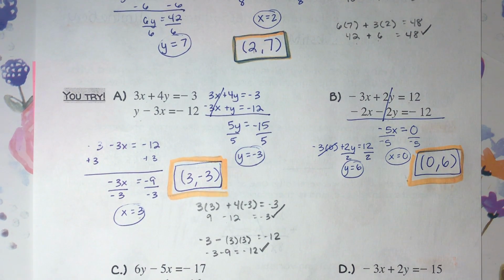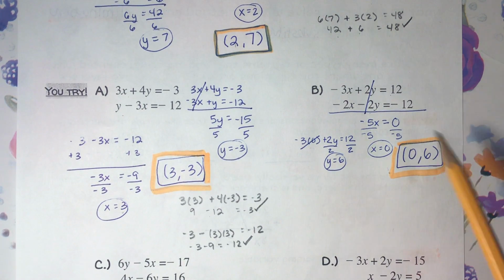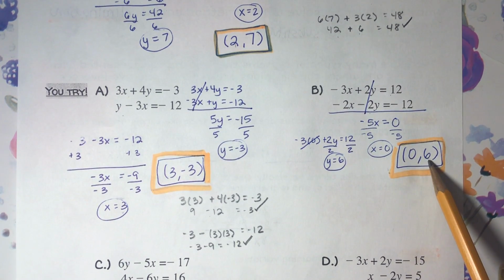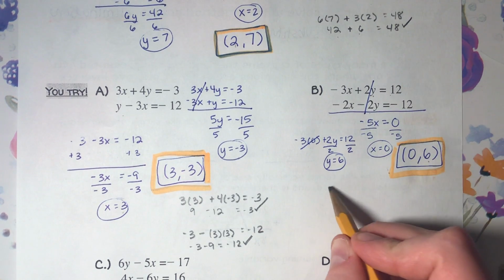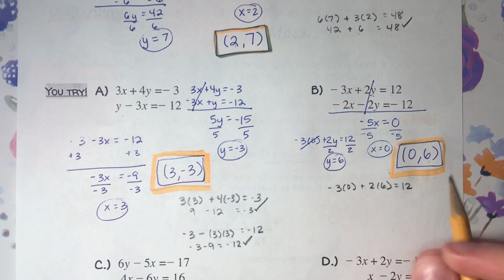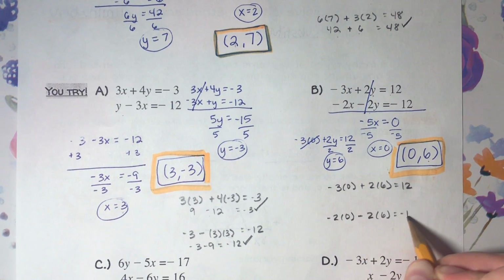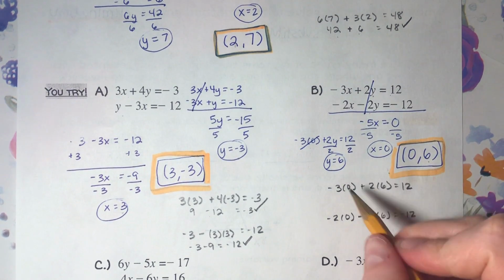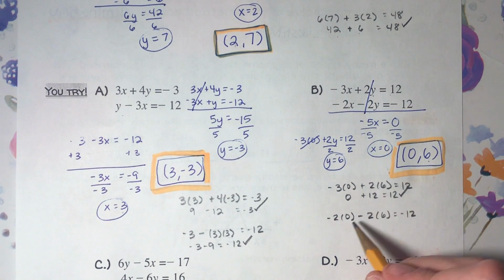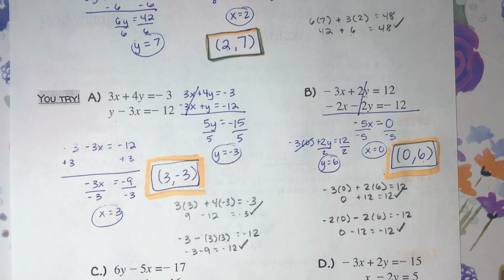But of course, we should check that real fast just to make sure. So I'm going to take this 0 and replace the x, and take this 6 and replace the y. So I have negative 3 times 0 plus 2 times 6, and then negative 2 times 0 minus 2 times 6. Well, these are just 0, so that's 0 plus 12 equals 12. I believe that does in fact work out. And this is 0 minus 12 equals negative 12. Yes, that works out as well.